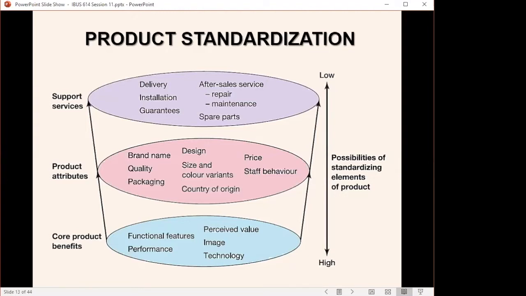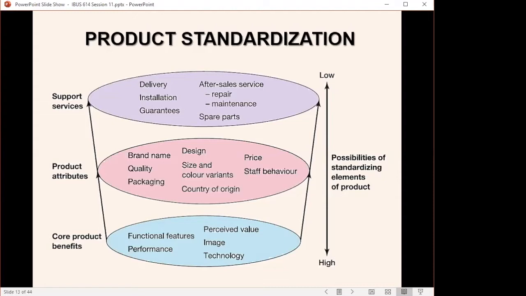In terms of the image, it's the same everywhere in the world. The 2020 S-Class is the same 2020 S-Class you will see if it is in Nigeria or Ghana or the UK or the US. So the technology and the image and the perceived value is the same. So in that vein, can we say that it is standardized? Yes. Good. And that is at the core product level.